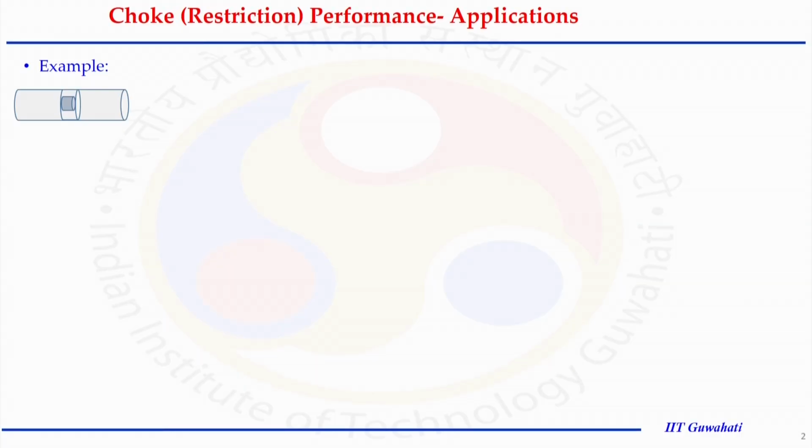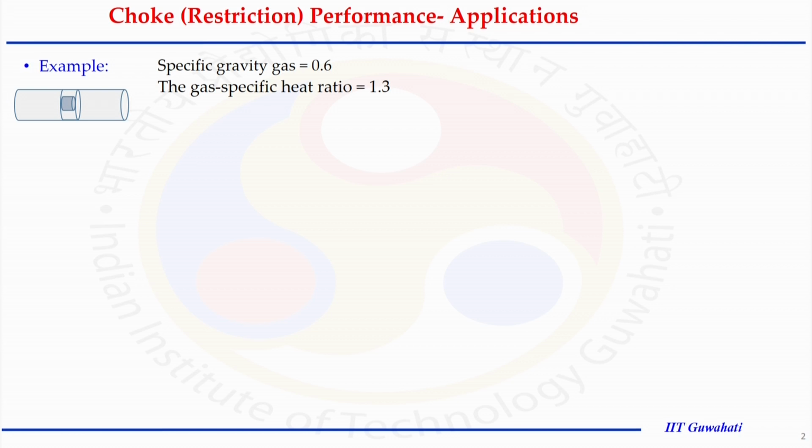So, in this example, as mentioned here, we have a restriction in the pipeline, and let us consider it to be a choke with a smaller diameter. The diameter of the choke is very much less than the diameter of the pipeline, and that is where the isentropic process is happening. So, let us see what is given to us to solve the problem.